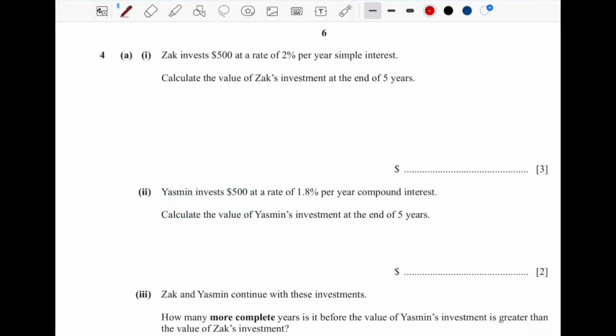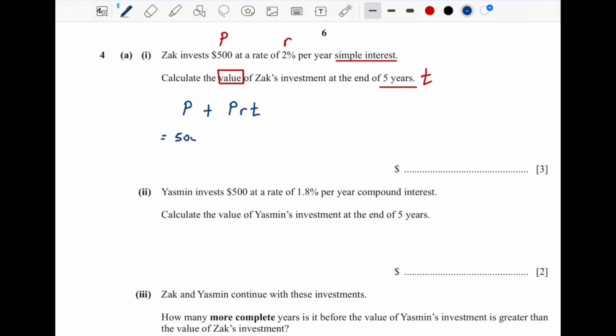Alright, 500 is the principal, 2% is the interest, simple interest. Calculate the value at the end of 5 years. This is the time. Whenever it asks for the value with simple interest, the principal has to be included, not only the simple interest. So the value would be the principal plus the interest, which is principal times interest times the time. Okay, value including the principal.